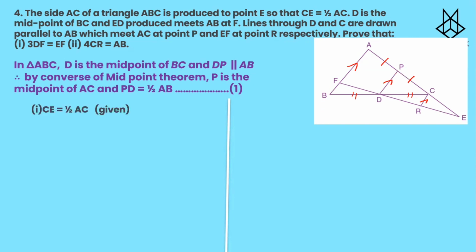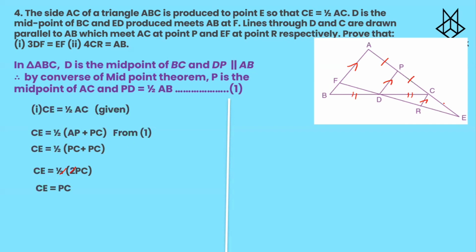Then you have CE is half AC, given. Now, instead of AC, we can write AP plus PC. So, AC is nothing but AP plus PC. Now, since P is the midpoint, AP plus PC, you can write PC plus PC, which is 2PC. Now, this 2 and 2 get cancelled. We get CE is equal to PC. So, these three parts are now equal. AP, PC and CE are now equal. So, that is how you get AP is equal to PC is equal to CE.